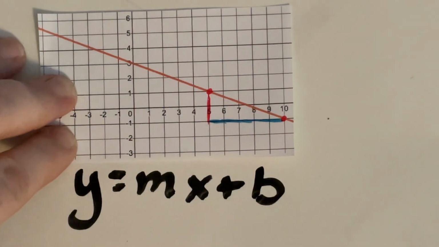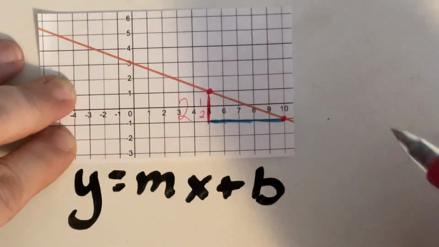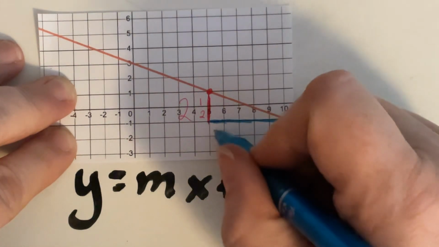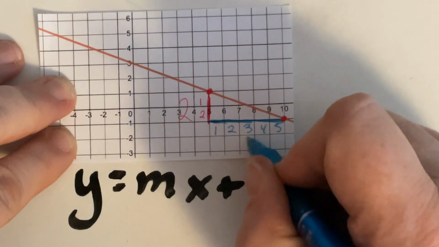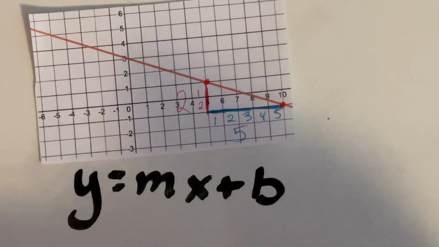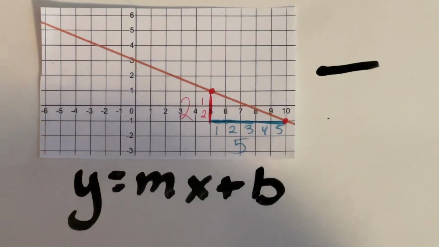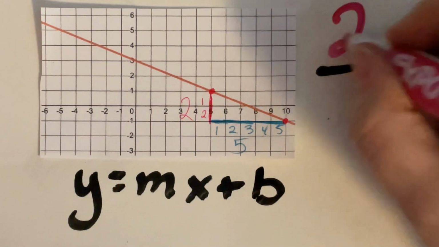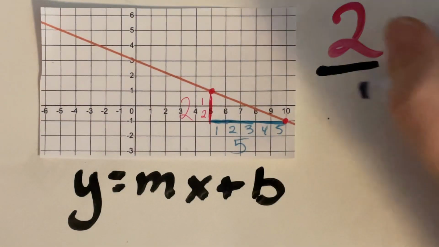All right, how many boxes did we have to go? Here's 1, 2. We had to go 2. And 1, 2, 3, 4, 5. Here we went 5. So, let's write down our answer. I went down 2, and then I went over 5.